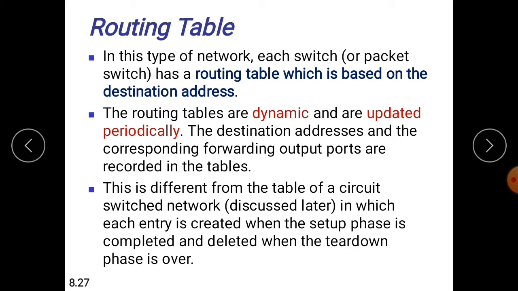The destination address and the corresponding forwarding output ports are recorded in the table. So each table will have 2 entries. One is the destination address and the next one is the corresponding output port. This is different from the table of a circuit switch network in which each entry is created whenever the setup phase is completed and deleted whenever the teardown phase is over.